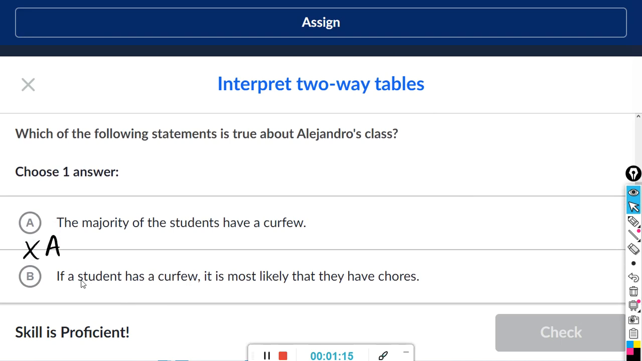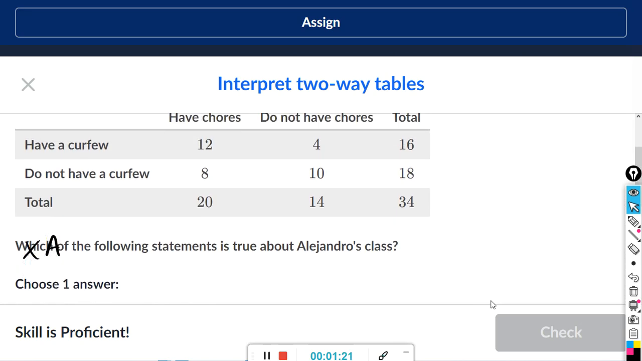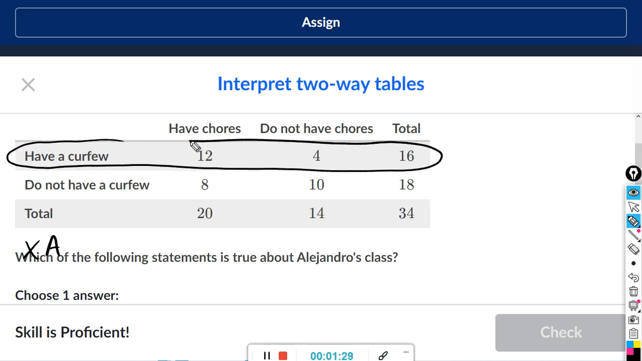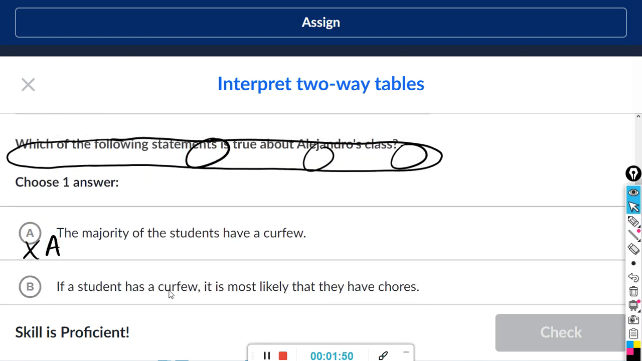Answer B. If a student has a curfew, it is most likely that they have chores. Let's see. If a student has a curfew, so we're dealing with this row only. If a student has a curfew, it is more likely that he or she has chores, okay? Because 12 out of 16 have chores and 4 out of 16 don't. So that's true. If a student has a curfew, he or she is more likely to have chores. That's true, okay?